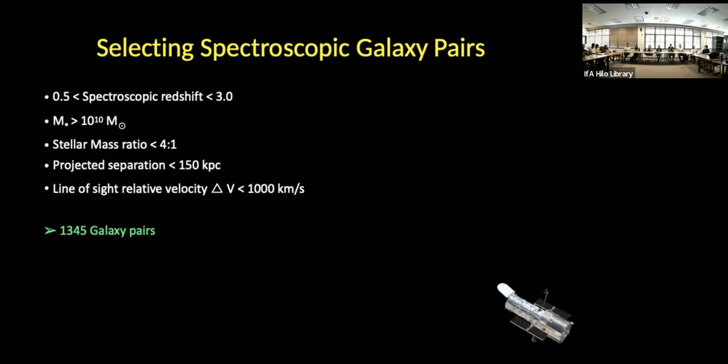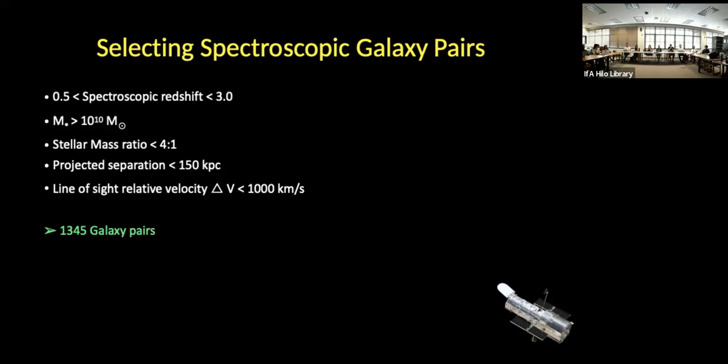As I mentioned, the main redshift range for my study is from 0.5 to 3. And I'm interested in massive galaxies, so the stellar mass of the galaxies has to be more than 10 to the 10. And then I'm interested in major interactions, so the mass ratio of the two galaxies has to be between 1 and 4. So these are galaxies that are somewhat similarly massive, and then we are interested in how they can impact each other.